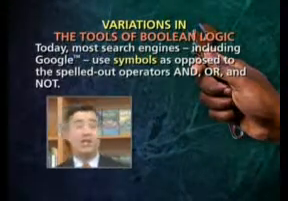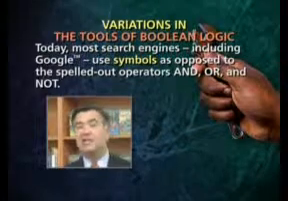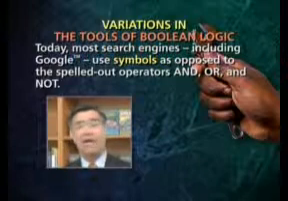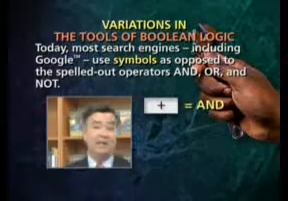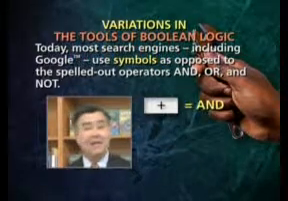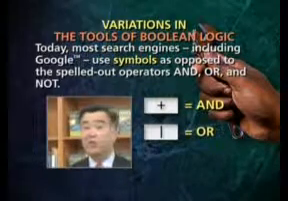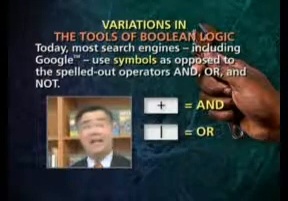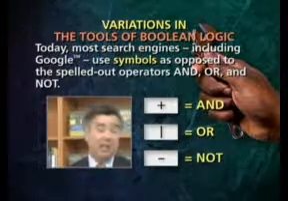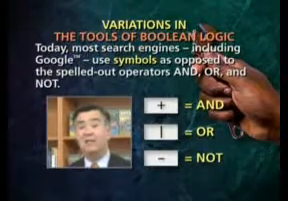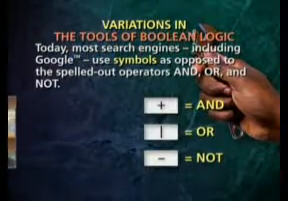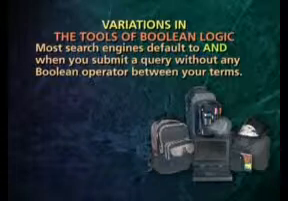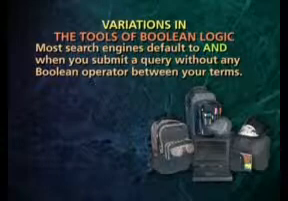Today, most search engines, including Google, use symbols as opposed to the spelled-out operators and, or, and not. The symbol plus is the equivalent of and. The symbol pipe, it's a vertical line which is called a pipe, is the equivalent of or. And the symbol dash, a minus sign, in effect, is the equivalent of not. Most search engines default to and when you submit a query without any Boolean operator between your terms.